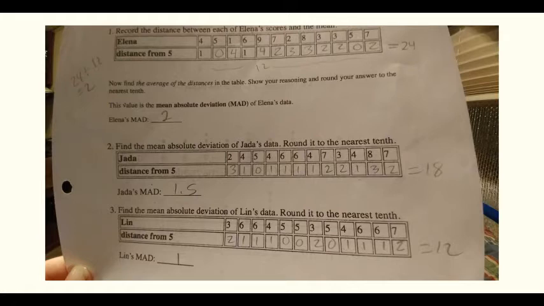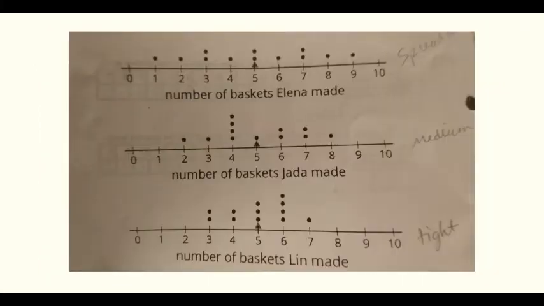And so you fill in all that for all the data, and then you find the average of the distances from the mean. You calculate that, and that will be the average. So the mean absolute deviations for each girl's baskets are 2, 1.5, and 1.